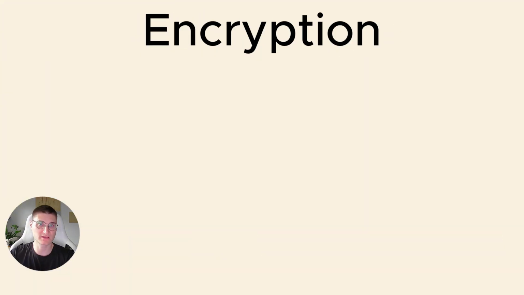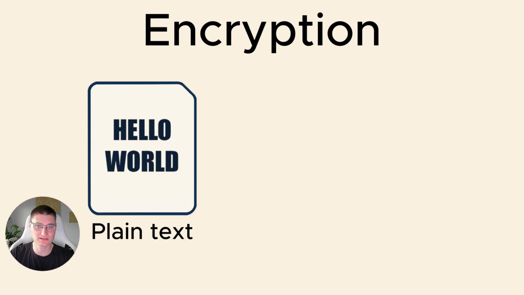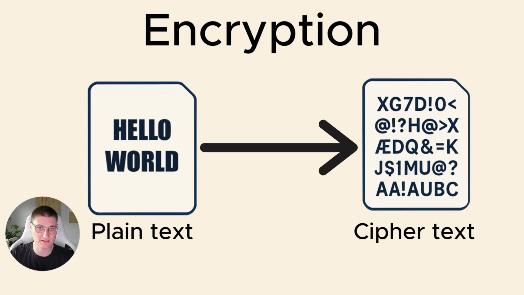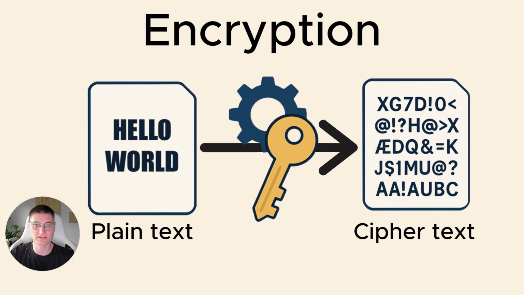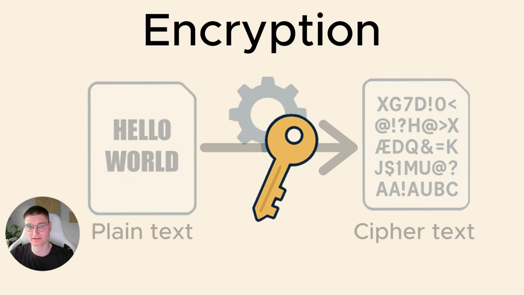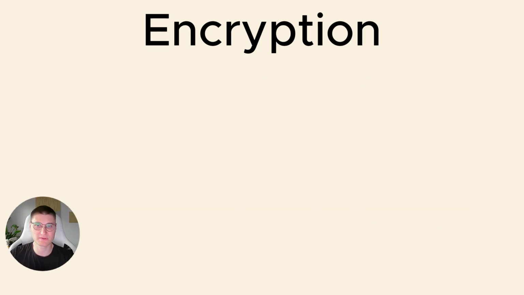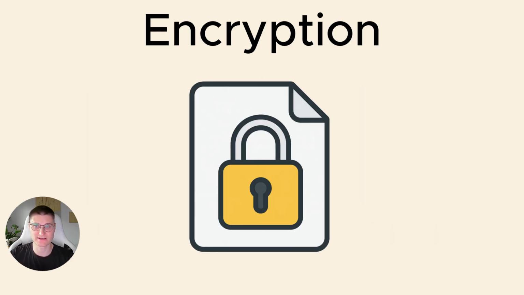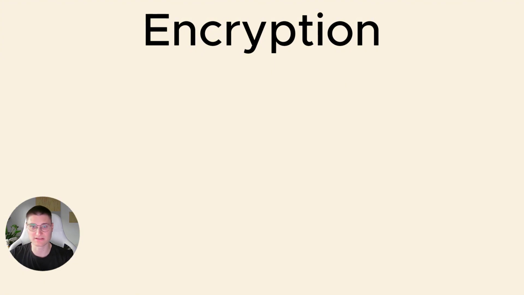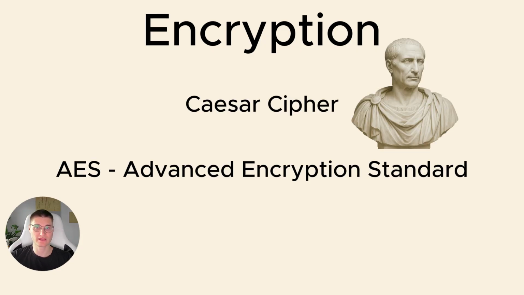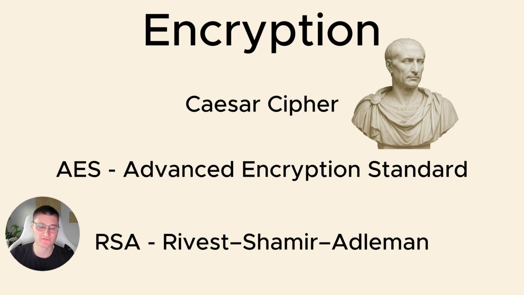Now let's look at encryption. Encryption is a process of transforming readable data, plain text, to unreadable data, cipher text, using a specific algorithm and a secret key. Without the correct key, encrypted data cannot be decrypted back to its original form. Encryption is mainly used to protect data from unauthorized access. There are many encryption methods, from very simple ones to advanced cryptographic standards. Some examples of encryption are Caesar cipher, AES, and RSA. We will see examples of some encryption methods later in the video.